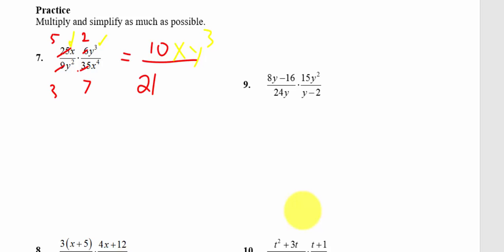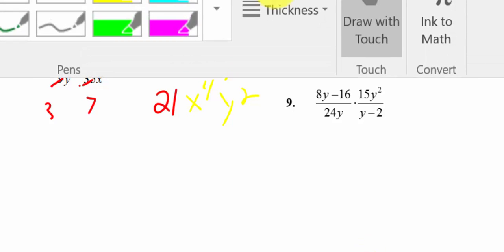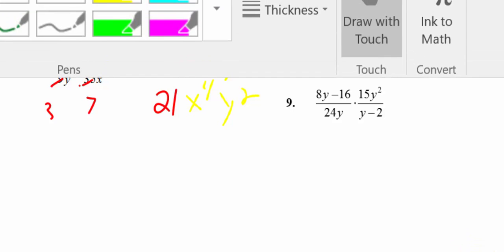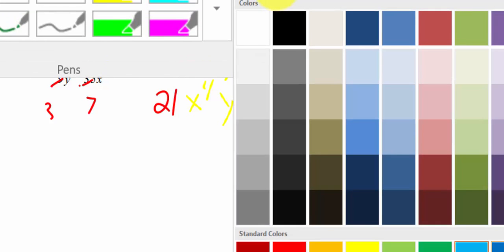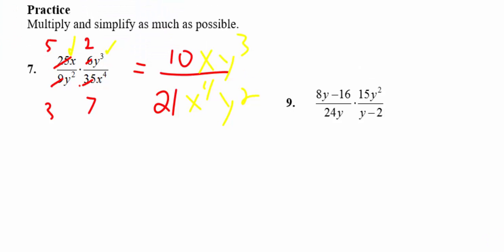Perhaps this yellow wasn't the best color to use. And on the bottom, I would have x to the 4, y squared. I'm going to change my color. Sorry about that. Let's try blue. And maybe a little darker blue. All right, and there we go.